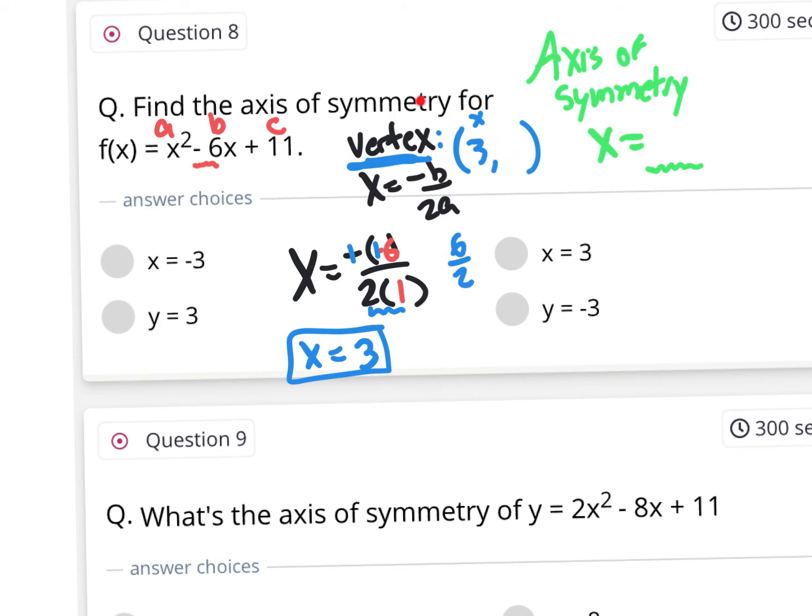But they're not asking for the vertex, they're asking for the axis of symmetry, and we know that the axis of symmetry is really x equals the x value of your vertex, which we know is 3. So we already have enough information to answer the question, x equals 3. And it's always going to be an x equals because that's how you get a vertical line, and all of these parabolas either open up or down, so you need that axis of symmetry to be x equals the x value of your vertex.